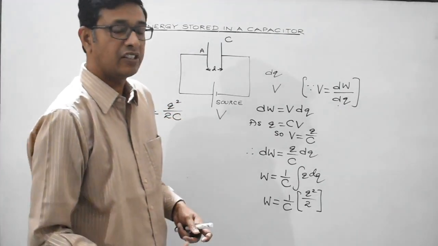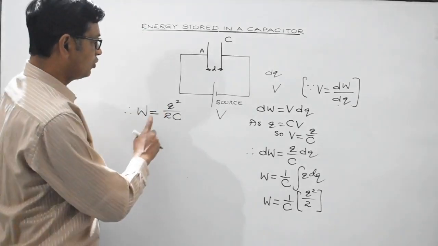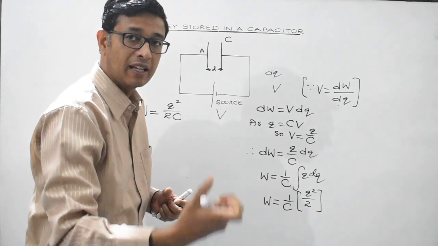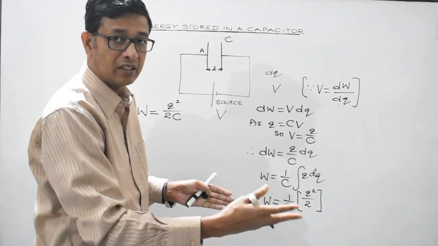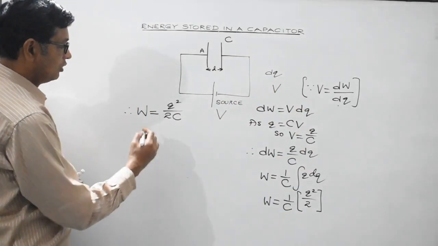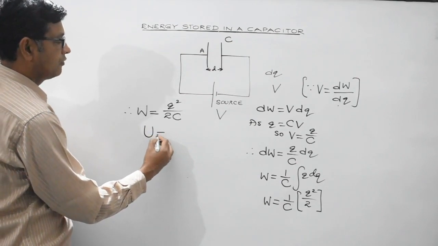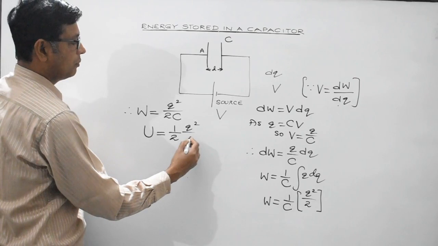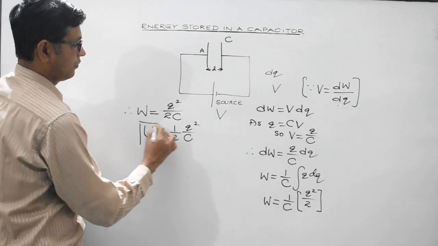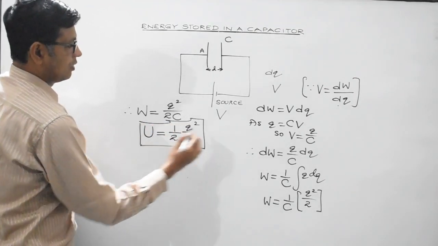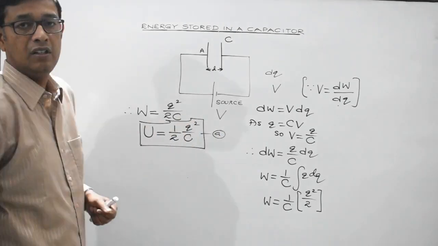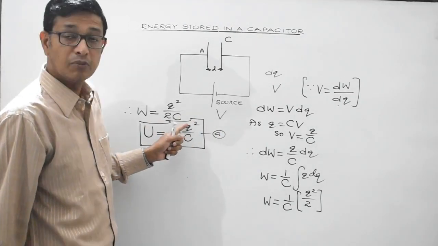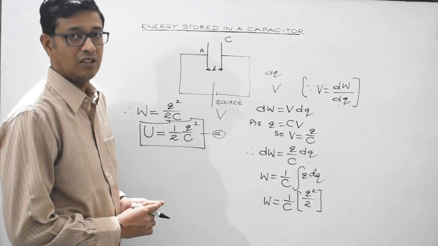And as I have stated, as per the work energy theorem, this work done by the source in charging the capacitor gets stored in the capacitor between its plates in the form of its energy. So this is the expression for the energy, half Q square by C. Put this as equation A. This is the expression for energy stored in the capacitor in terms of charge and the capacitance.